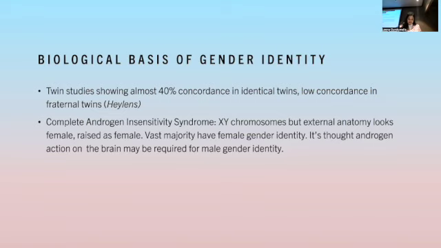And another finding that suggests a biological basis for gender is what you see in complete androgen insensitivity. So these people have XY chromosomes, but their external anatomy looks female, and they're raised as female. These people are genetically male, but resistant to the effect of androgens. Most have female gender identity. It's thought that androgen action on the brain might be required for male gender identity. During early development, testosterone plays a role in sexual differentiation of the brain and has enduring influences on behavior.